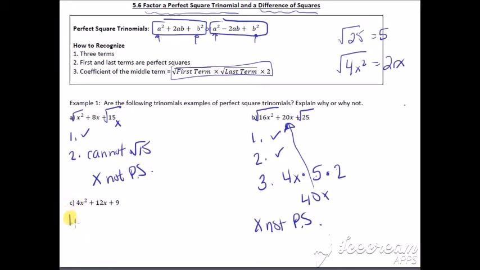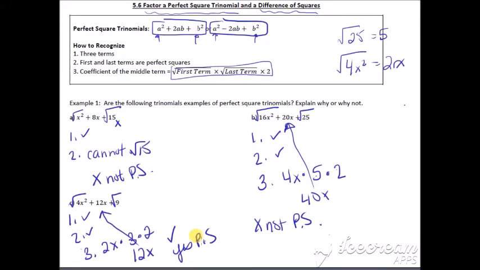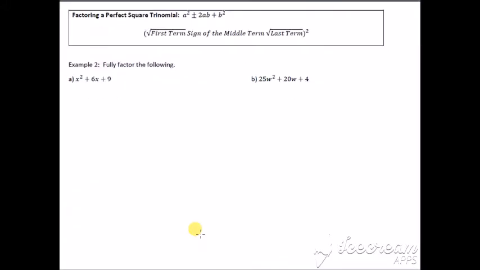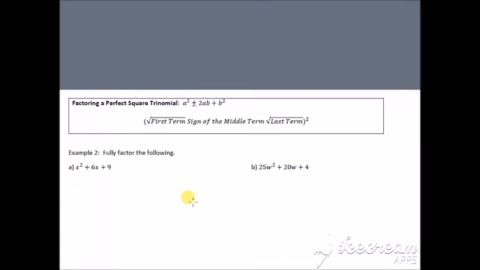Now, the last one. Yes, there are 3 terms. Yes, you can root 4x squared. Yes, you can root 9. So the root of 4x squared is 2x. The root of 9 is 3. And then let's multiply that by 2, and we get 3 and 3 is 6, 6 and 6 is 12x. That is in the middle, so yes, it's a perfect square. So now factoring a perfect square trinomial.